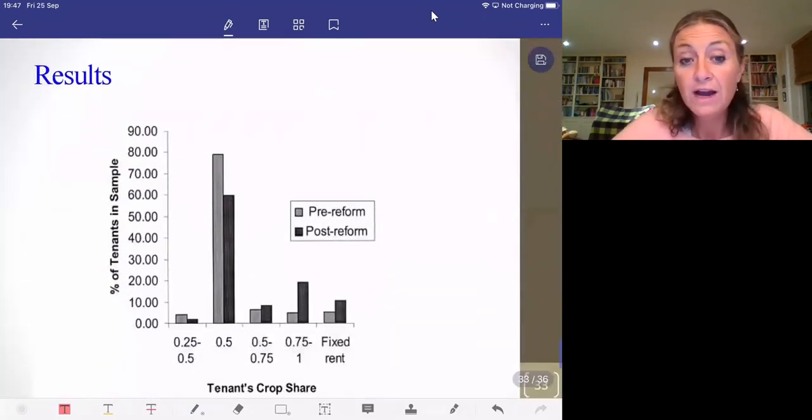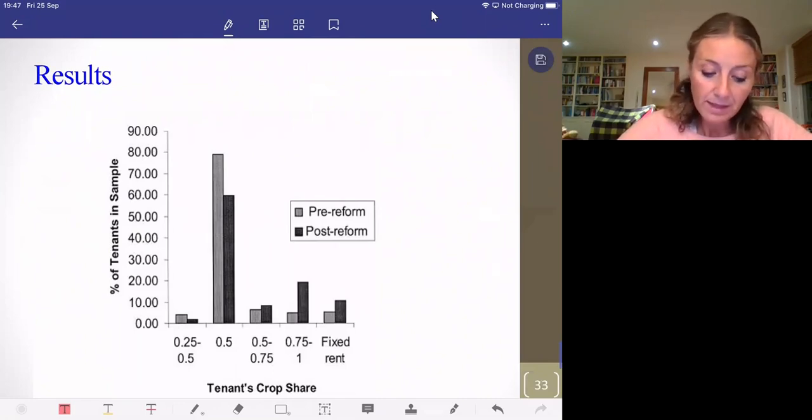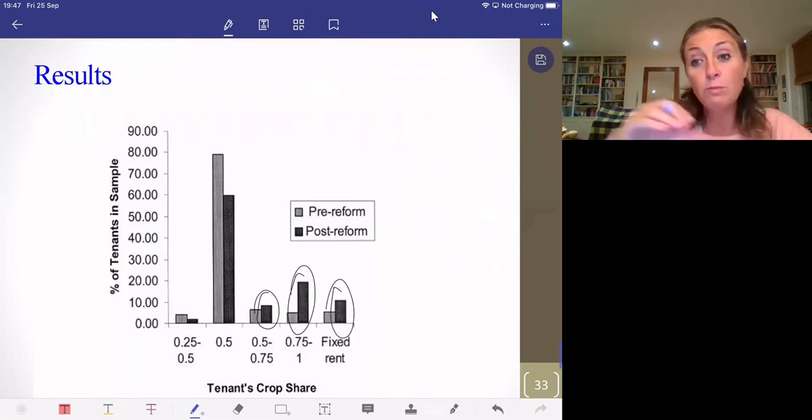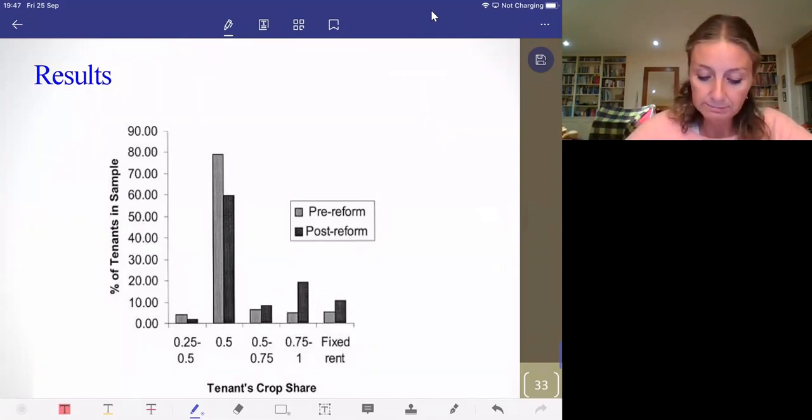So what do they find? First of all, let's have a look at the data on the tenants' crop share and the percentage of tenants in the sample pre and post reform. And as you can see, we have a higher share post the reform, from 0.5 onwards.